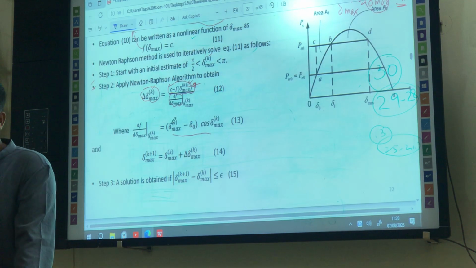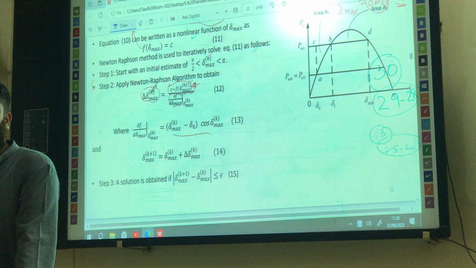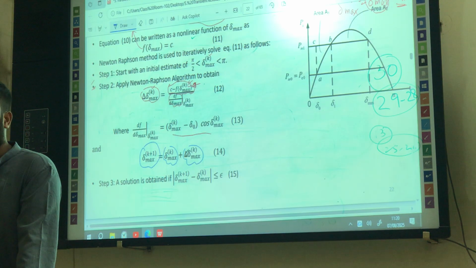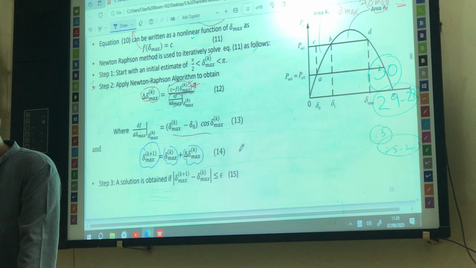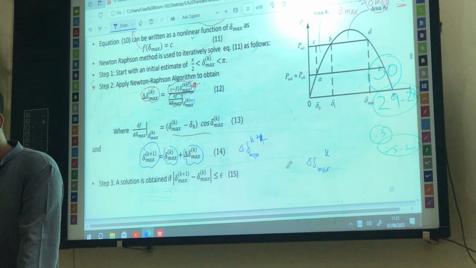Then you will get the delta max of k. Then you need to calculate the next delta max, that is k plus 1. It will be the previous delta max plus the previous increment. Okay, then that will be your second term, let's say k plus 1. Then again you will calculate delta max of k plus 1 using this formula. Now in this formula it will be k plus 1, it will be k plus 1, right? Then you will calculate it. Then from here you will calculate delta max k plus 2.